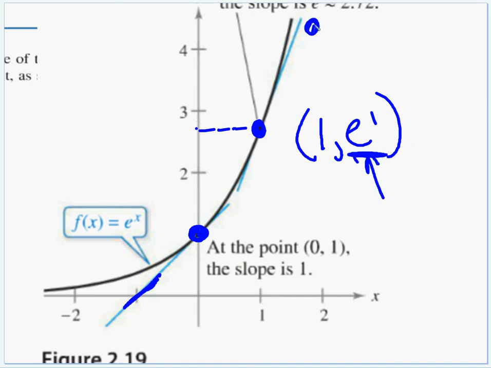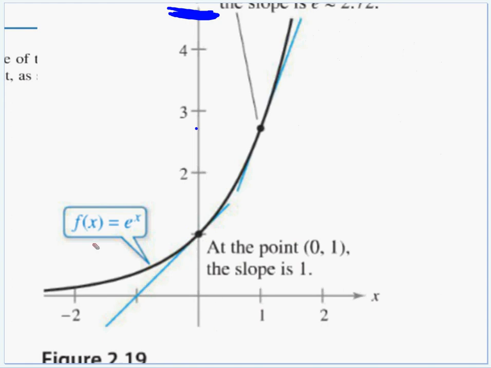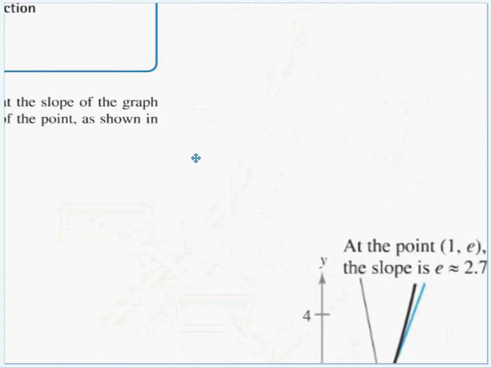We could go way up there higher. The next point would be 2 comma e to the second power. E to the second is the height on the y-axis, and e to the second is also the slope occurring at that point on that tangent line. So the y value is its own slope. E to the x is its own derivative.